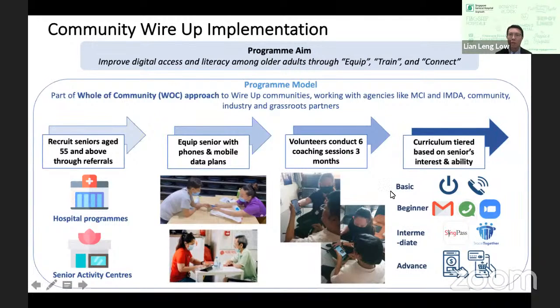Subsequently, we'll progress them on to more complicated features like our digital government apps, like SingPass, TraceTogether, which is important for contact tracing and social distancing, and then also various online banking apps. So at the end of the program, we then connect these seniors to the hospital's telehealth programs and also a national befriending initiative, allowing them to access various social and health services and widening their social network. Next, please.